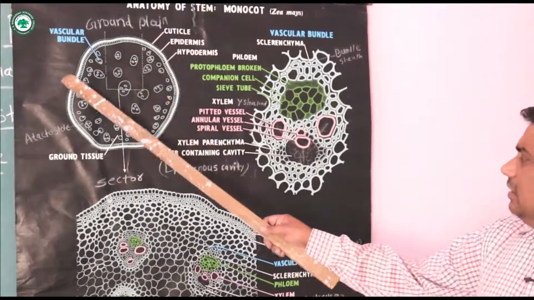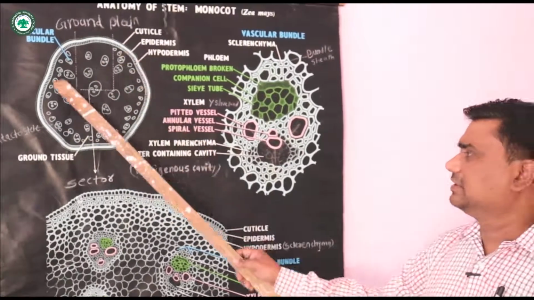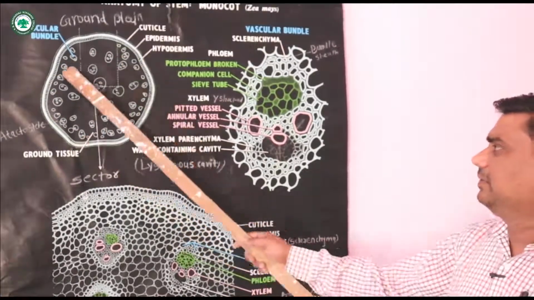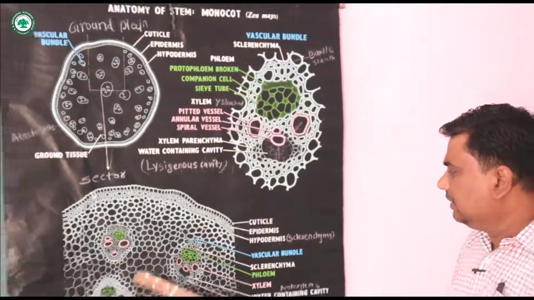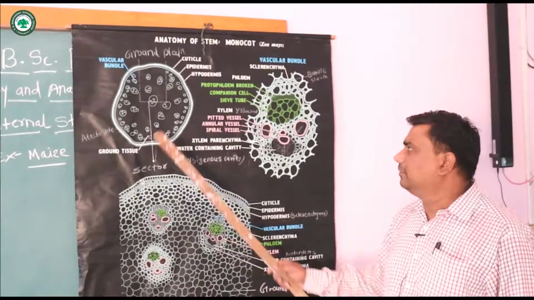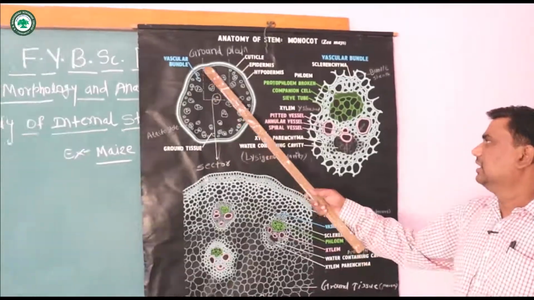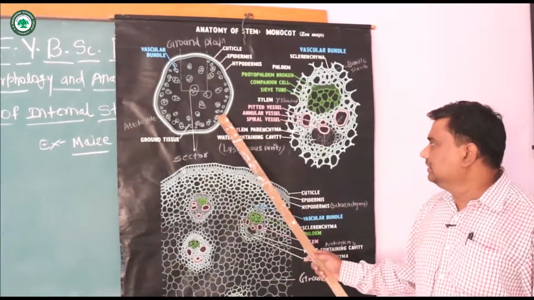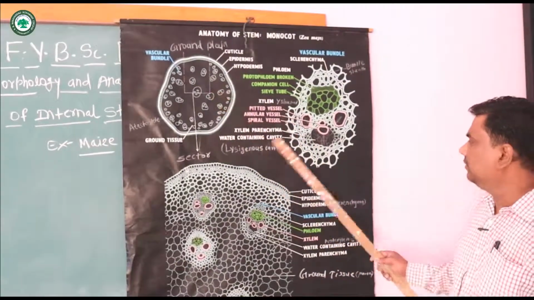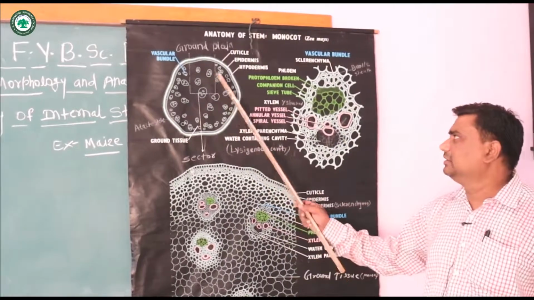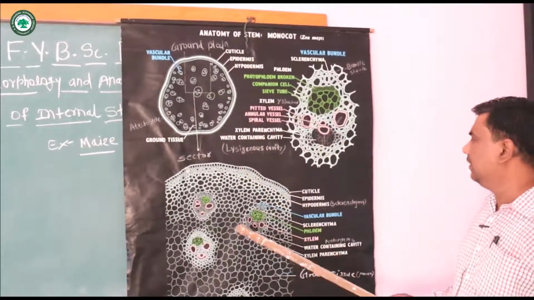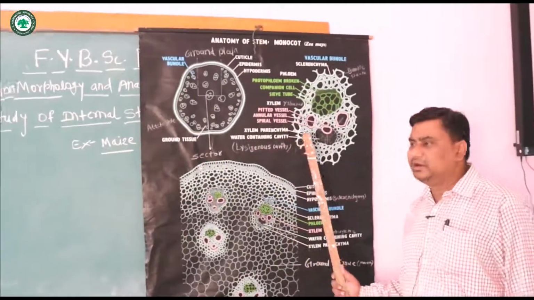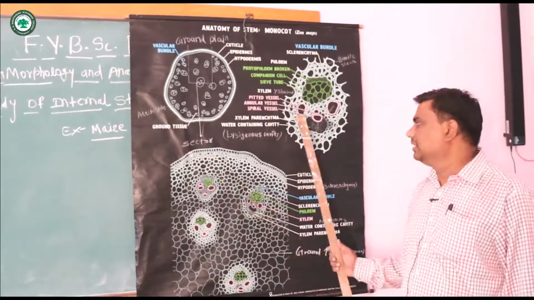Friends, this one is the ground plan of the section. I take the transverse section, and this is the ground plan, and this view is the sector view of the section. So, on the chart there are three figures. First there is the ground plan, then the sector view of the section, and this one is the single vascular bundle, magnified, which you can see here on the chart.